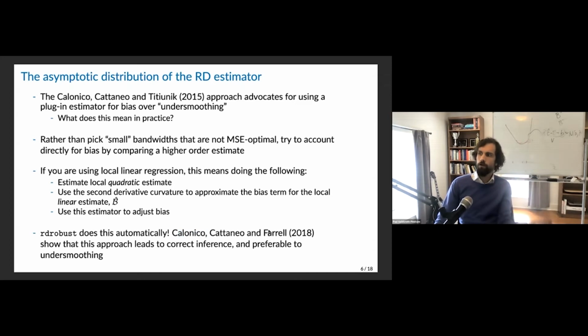Calonico, Cattaneo, and Farrell have this JASA article where they say you can do this to correctly do inference, that is, get the right confidence intervals, and it's actually going to be better than the undersmoothing approach. The reason is that the MSE optimal bandwidth is so effective, and the bias adjustment is usually pretty accurate, such that it's much better than an ad hoc way of undersmoothing and using the other approach.